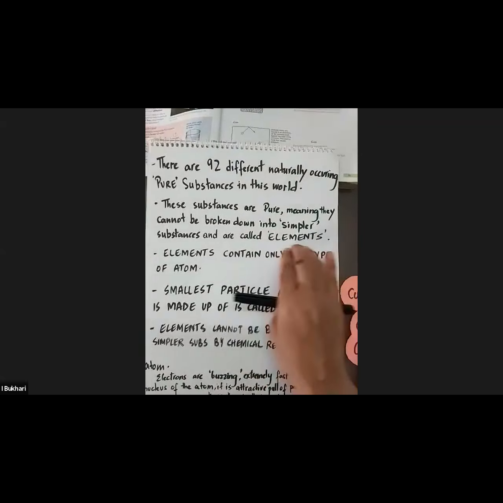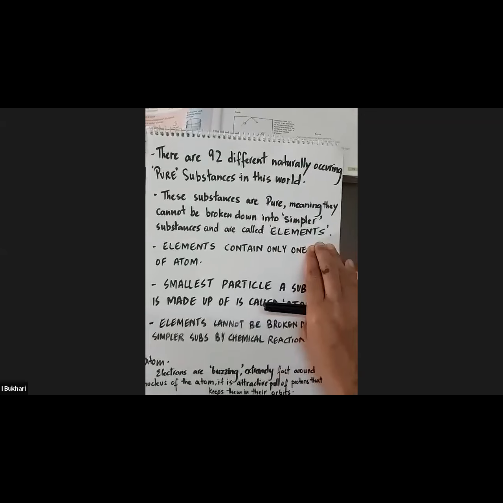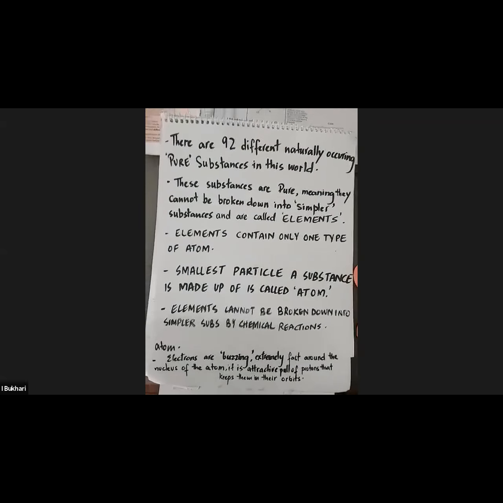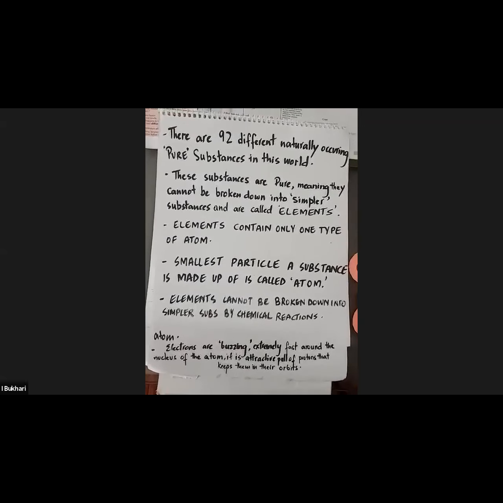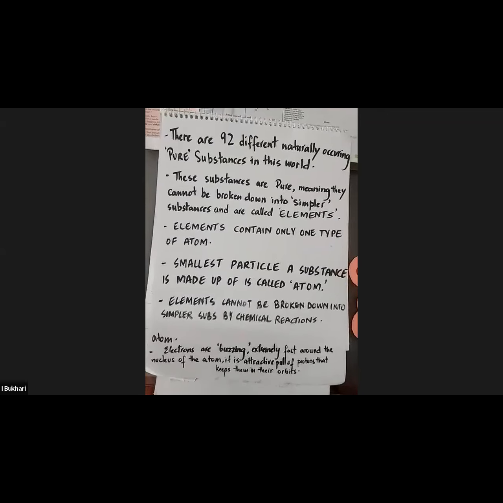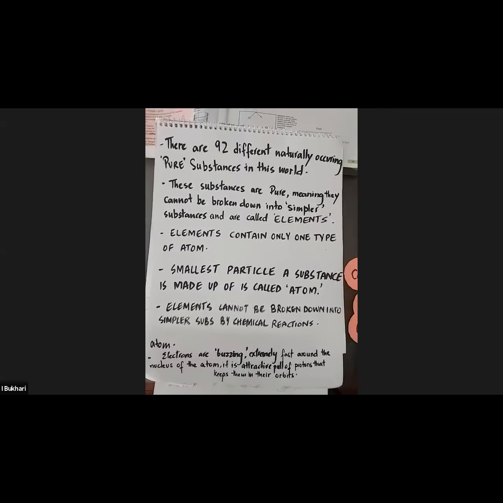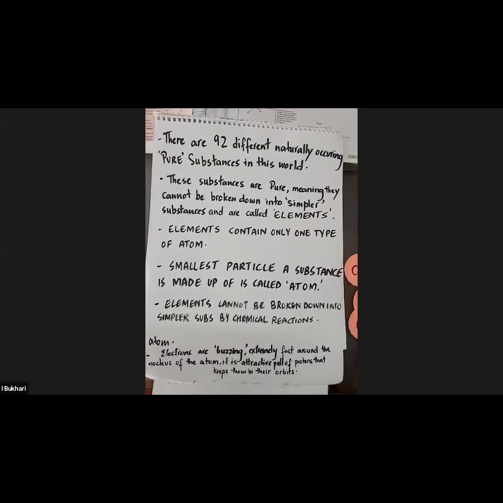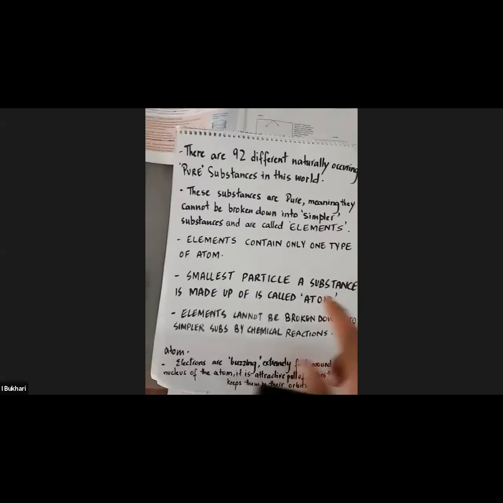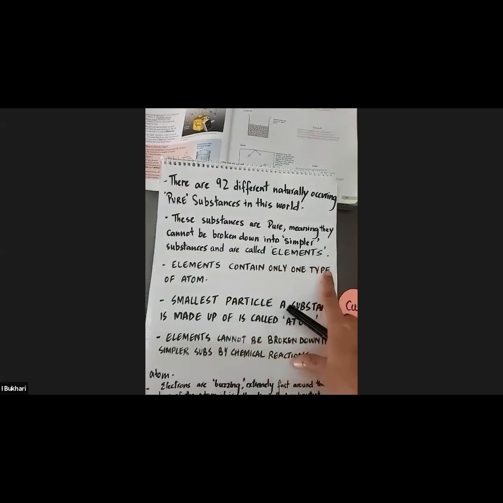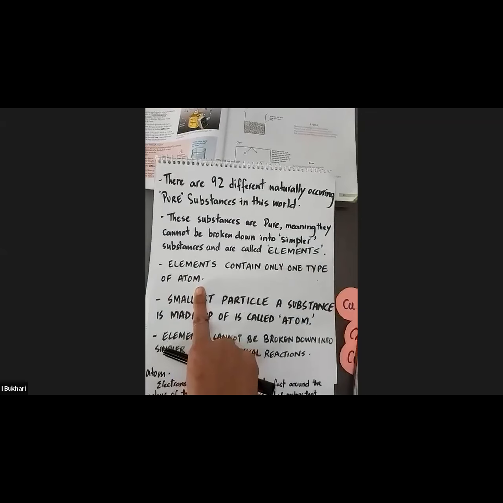For example, you have gold, the gold jewelry. Now, by any chemical reaction, you cannot break gold down into any simpler substance. So gold in itself is pure. It's an element. Now, each element contains only one type of atom.